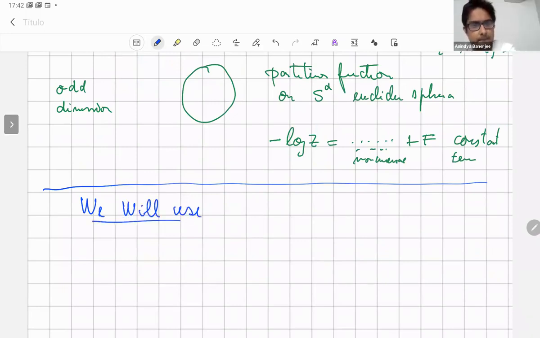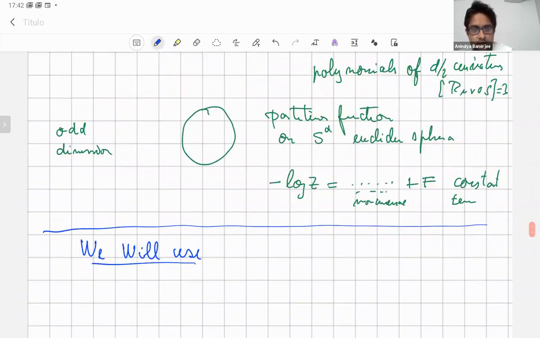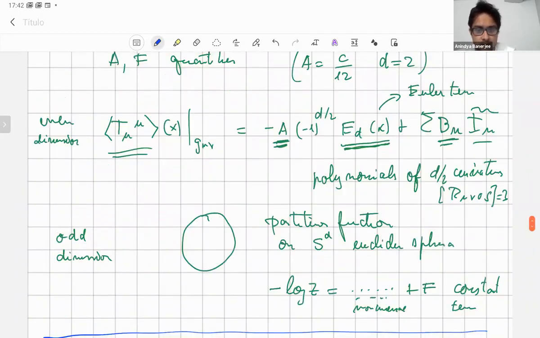Can I ask you a question? Yes. So in even dimensions, it seems like you're working with the coefficients of the trace anomaly polynomial. In odd dimensions, what is the physical intuition behind using the partition function on a sphere?